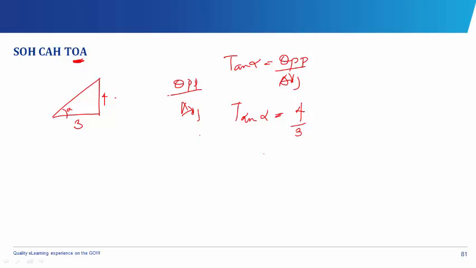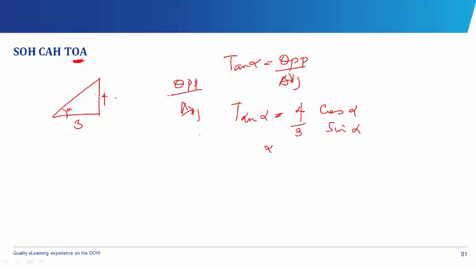Now at this level, we'll stop at tan alpha. When we get to higher classes, SS1 or 2, you'll be taught how to find the angle alpha. Now, since we know tan alpha to be 4 over 3, can we find cos alpha and also sine alpha?